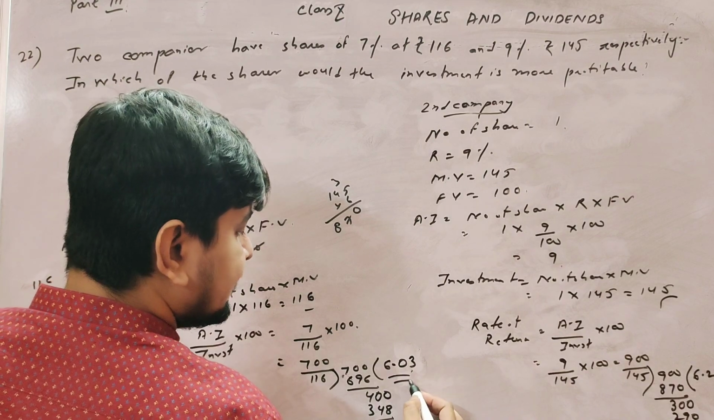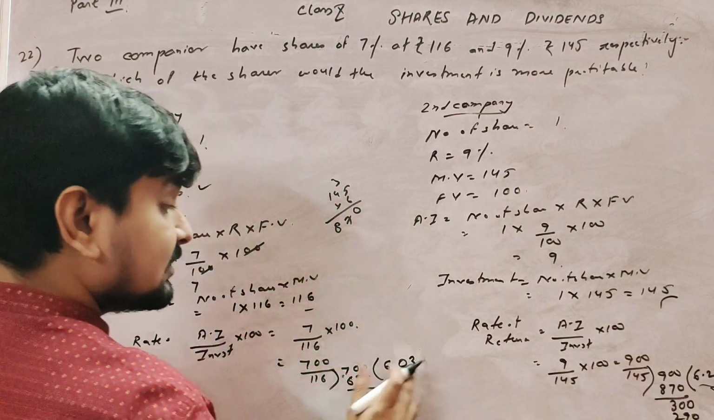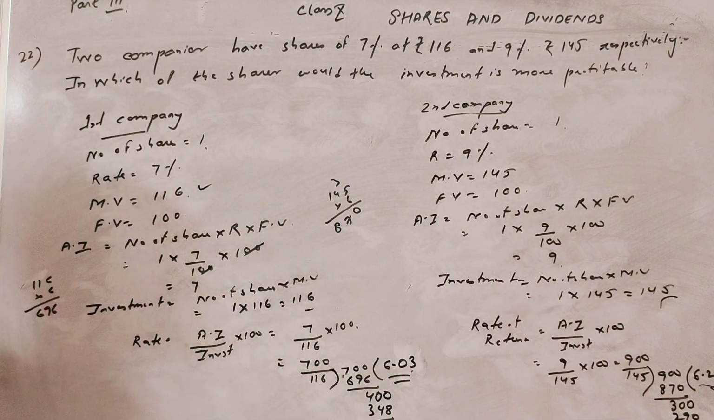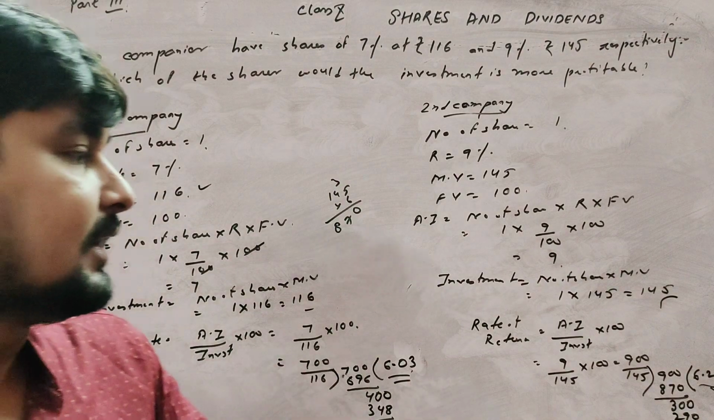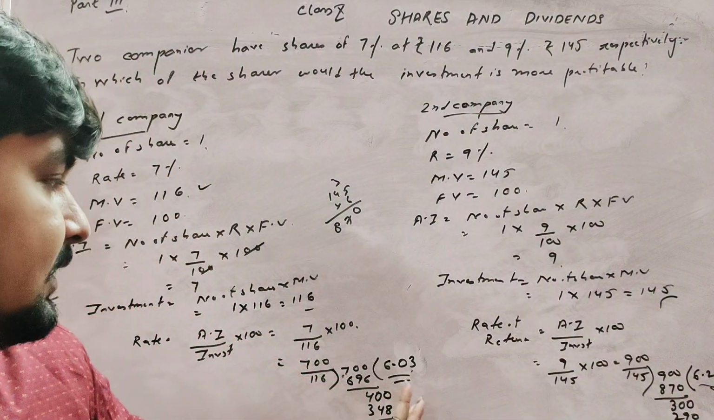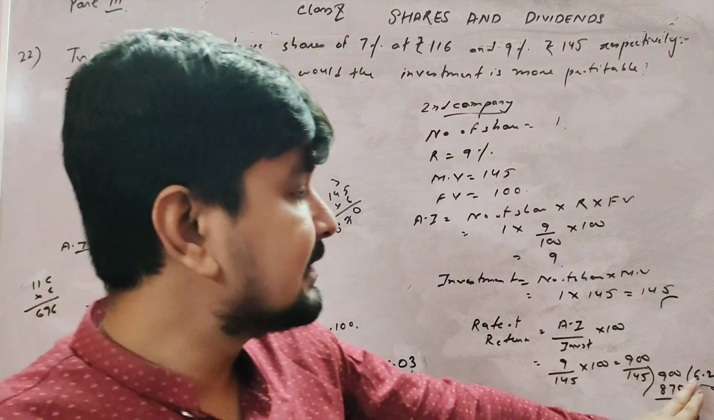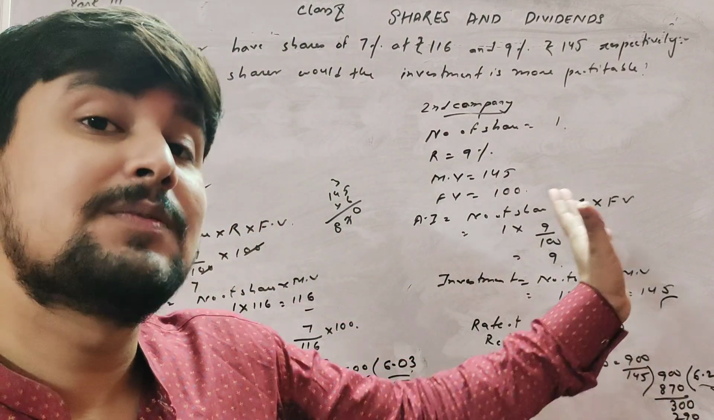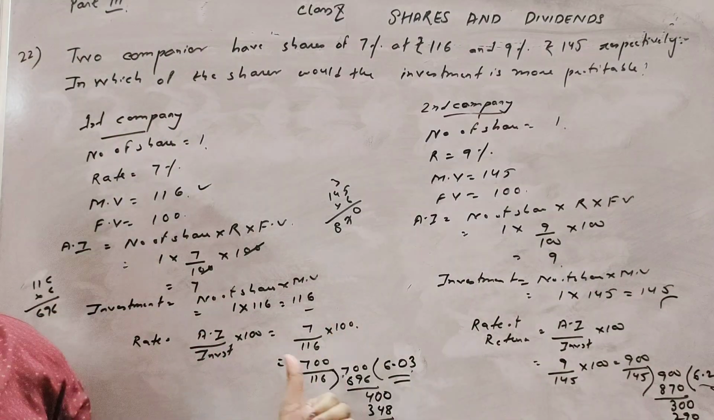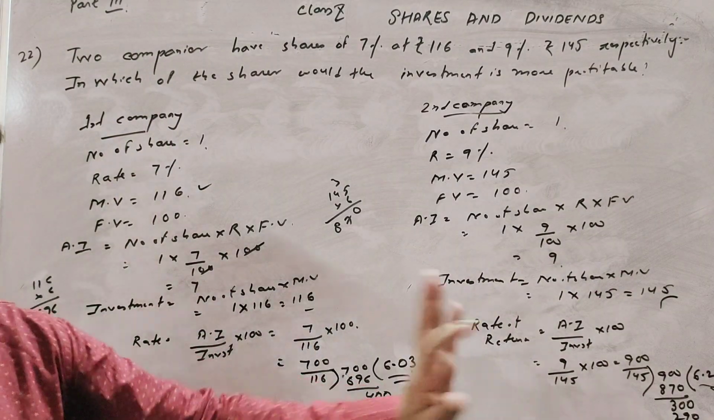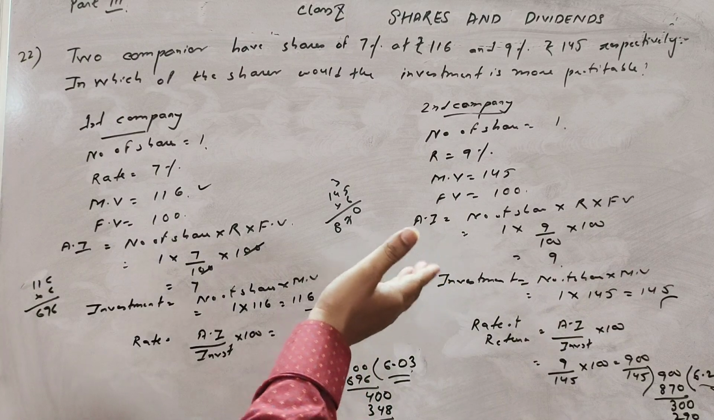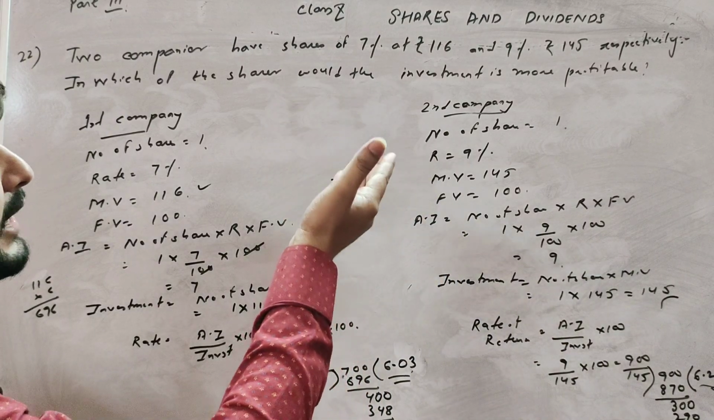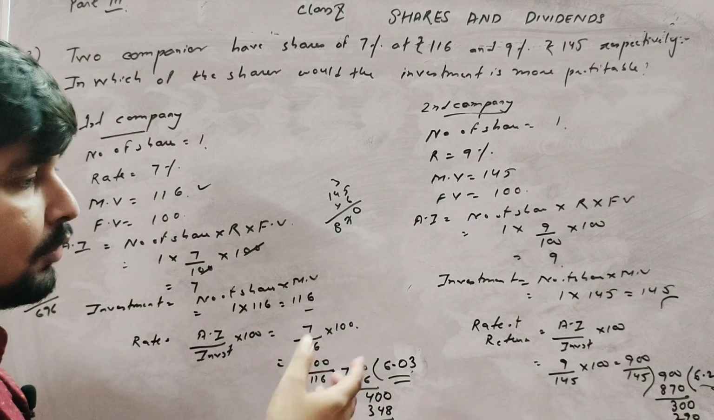So this percentage is 6.03 and this percentage is 6.2. Please see it clearly. This one is 6.03 and this is 6.2. I think this one is more profitable because this gives 6.2% and this is 6.03%. So the second company is giving more profit, that means the second investment is more profitable. Okay, note.